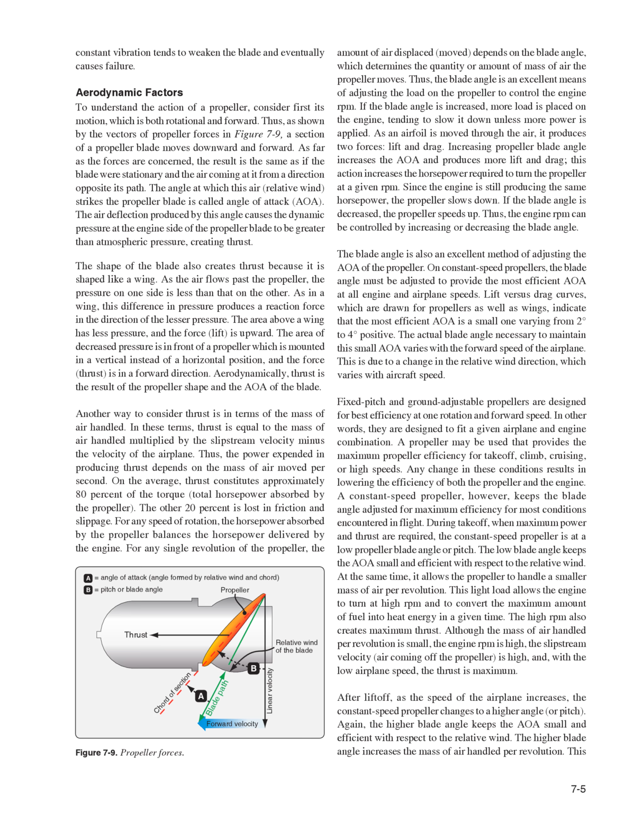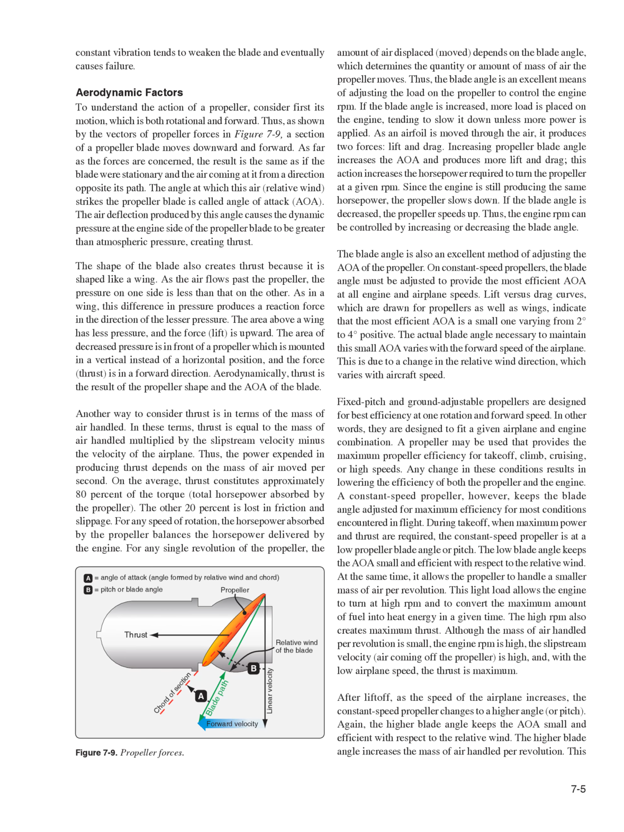For any speed of rotation, the horsepower absorbed by the propeller balances the horsepower delivered by the engine. For any single revolution of the propeller, the amount of air displaced, moved, depends on the blade angle, which determines the quantity or amount of mass of air the propeller moves. Thus, the blade angle is an excellent means of adjusting the load on the propeller to control the engine RPM.